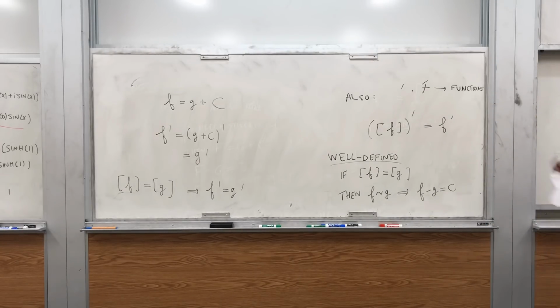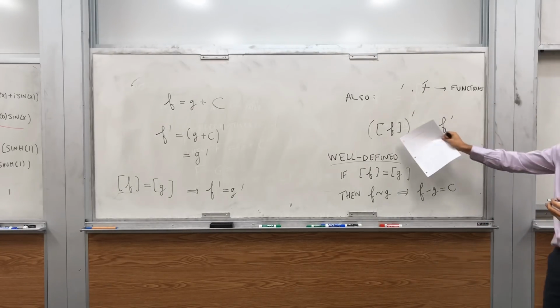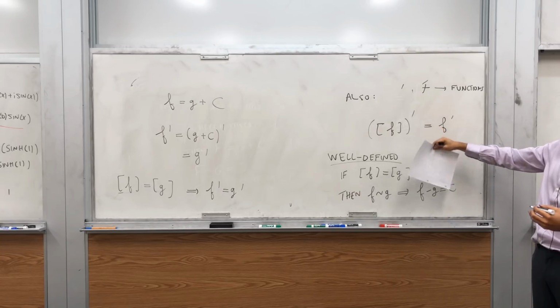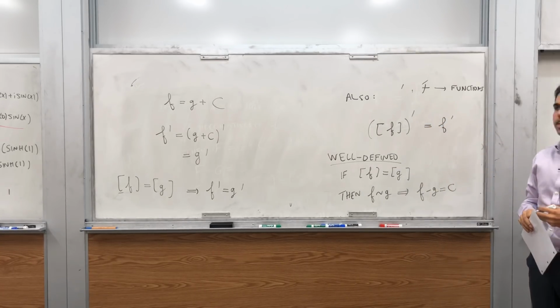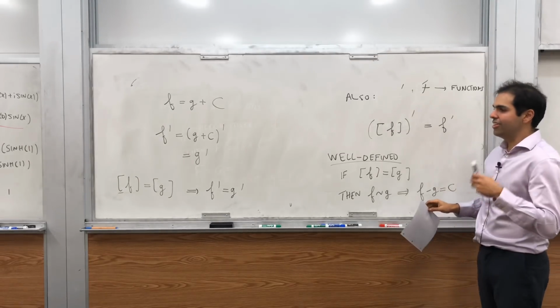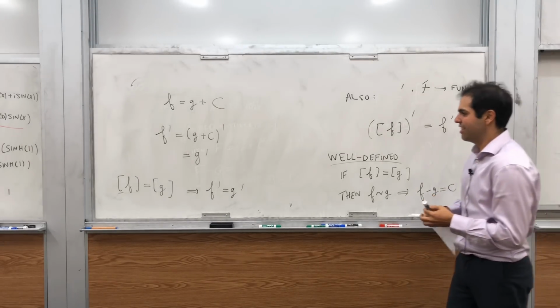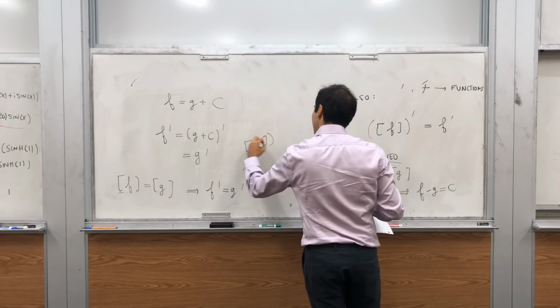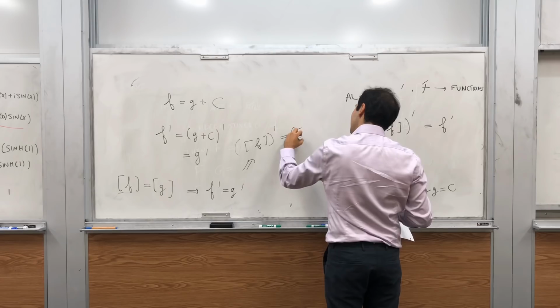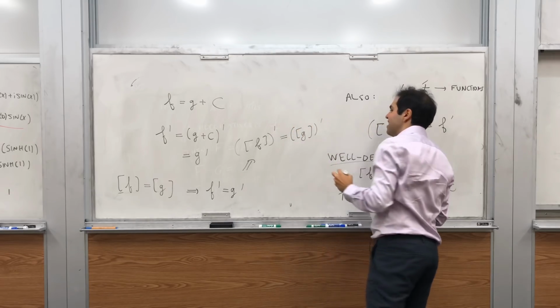So again, it doesn't matter which citizen you start picking, because if you differentiate this country, it will always give you the same answer. So it is a well-defined thing. So in other words, the derivative of the class of f, the class of f prime, equals the derivative of the class of g, the class of g prime.